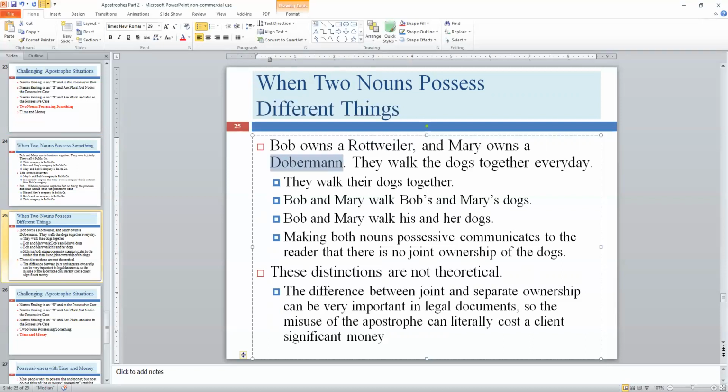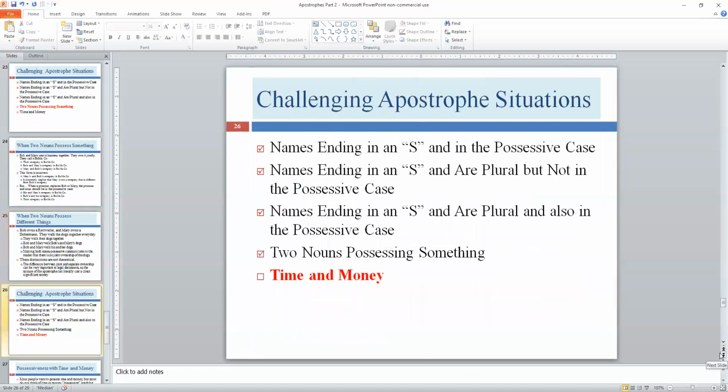And so if we had said Bob and Mary's dogs, well, we would be suggesting a legal relationship that doesn't exist. And as I said before, this is not a theoretical problem. If you misidentify this in a contract, bad things can happen for your client. So be careful in this area.